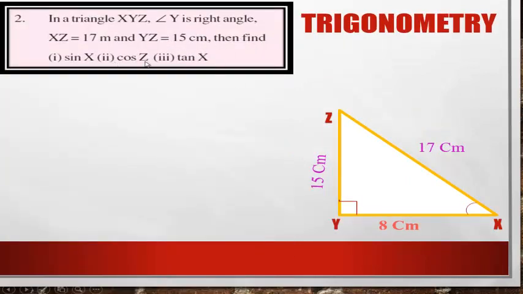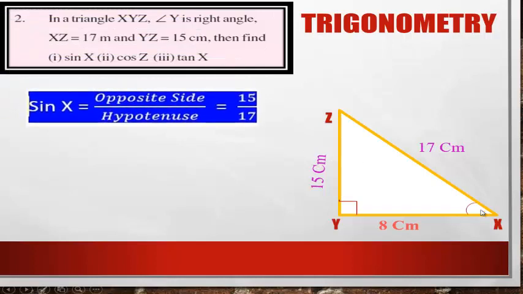Find sin x, cos z and tan x. If you observe the first and third problems, we have to find sin and tan ratios for angle x. But for the second problem, we have to find the cos ratio for angle z. So first let us see the first and third problems.